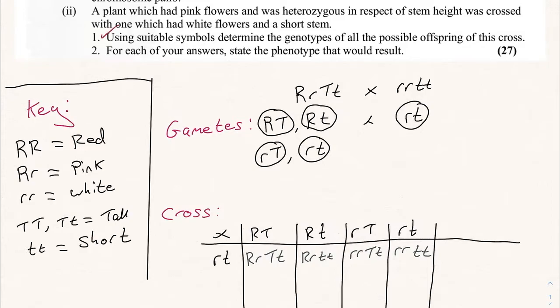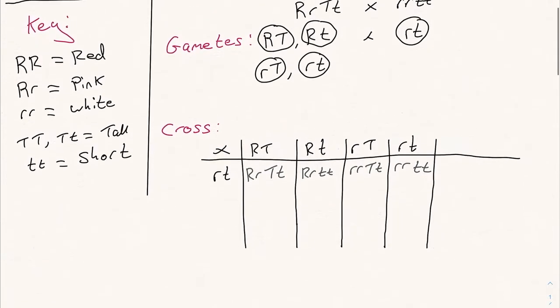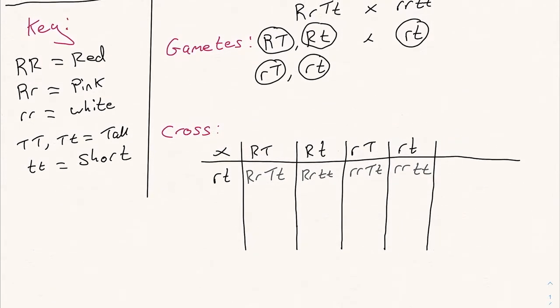Great. We're on to the next part now, which is state the phenotypes. Okay, so for stating the phenotypes, it's the exact same business again, okay? We go down here and we look at our key. So we have a capital R and a lowercase r, heterozygous, so it has to be pink. So we're writing pink. And in this case here, it's going to be tall. Over here, pink. And short.